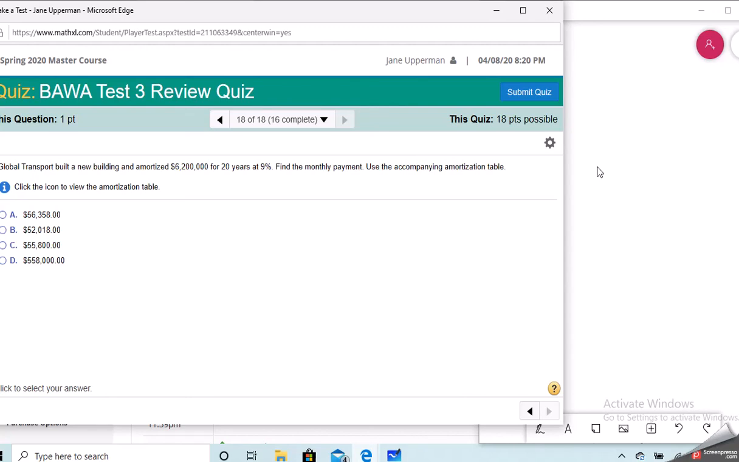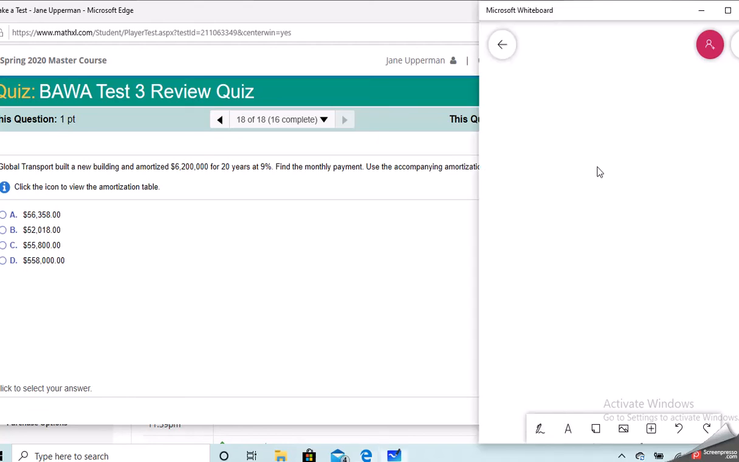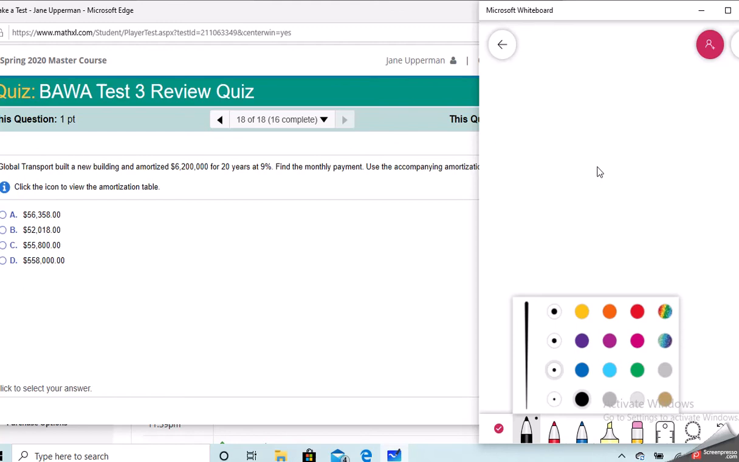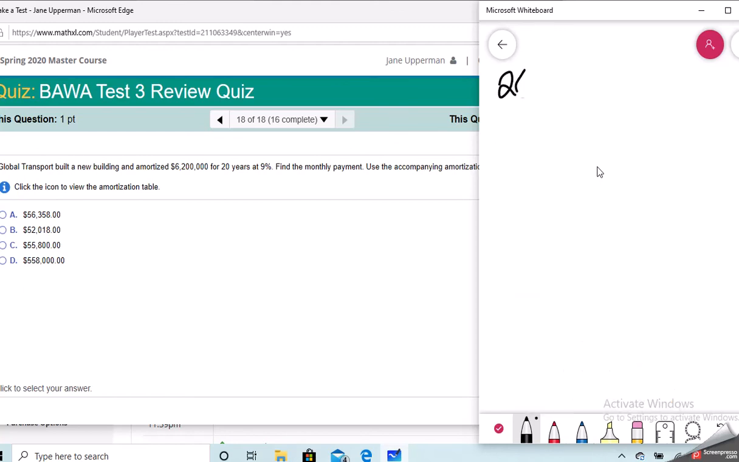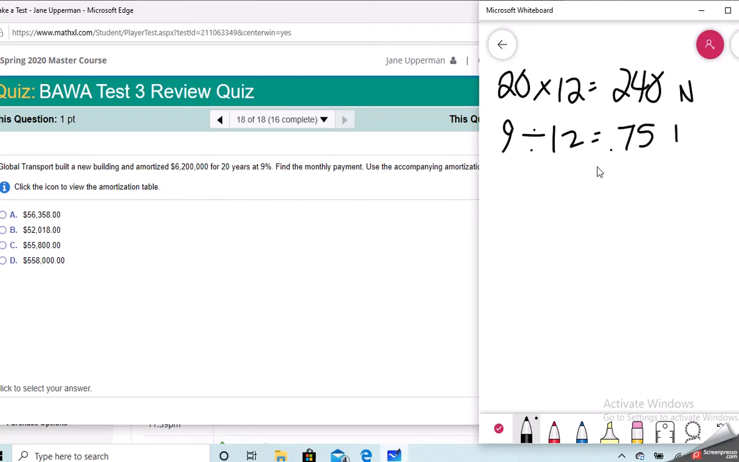Okay, so here we have Global Transport built a new building and amortized $6,200,000 for 20 years at 9%. So find our monthly payment. So our N is going to be the 20 years times 12. So 240 is going to be our N. The 9% divided by 12 is that 0.75. That's our IY.